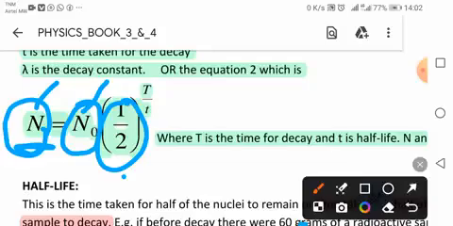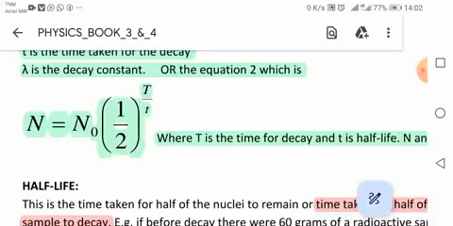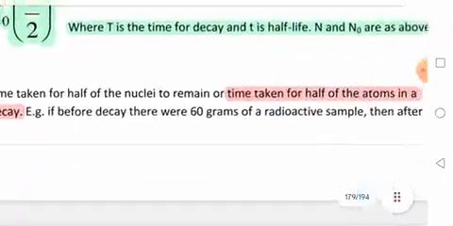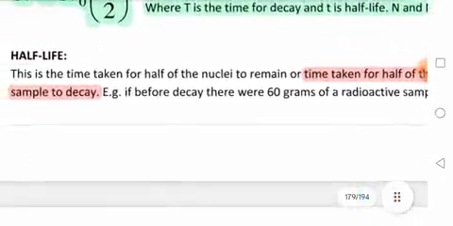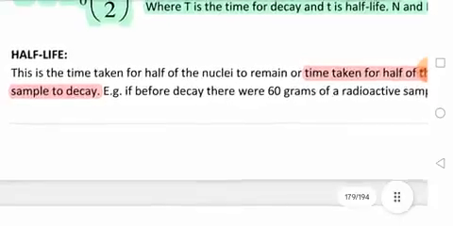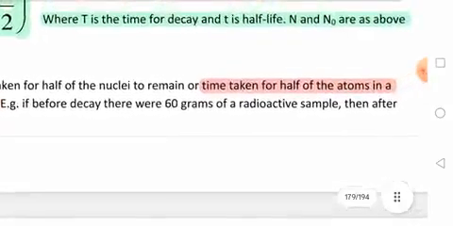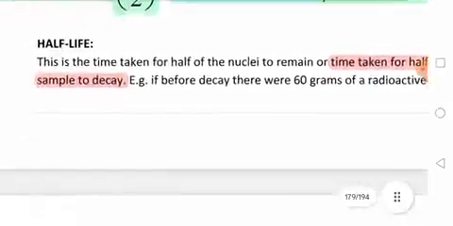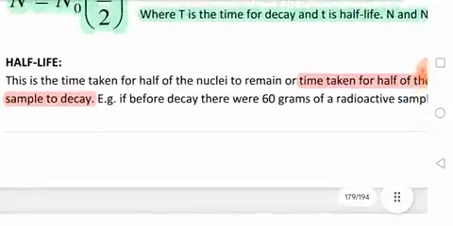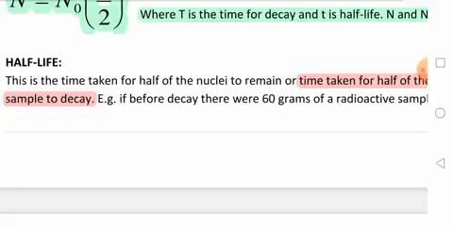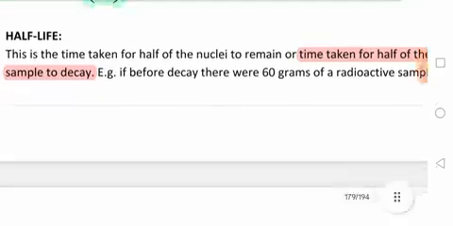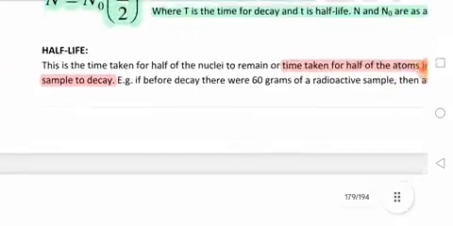Half-life is the time taken for half of the nuclei to remain, or the time taken for half of the atoms in a sample to decay. So that's how you can define a half-life. Let us see the example.